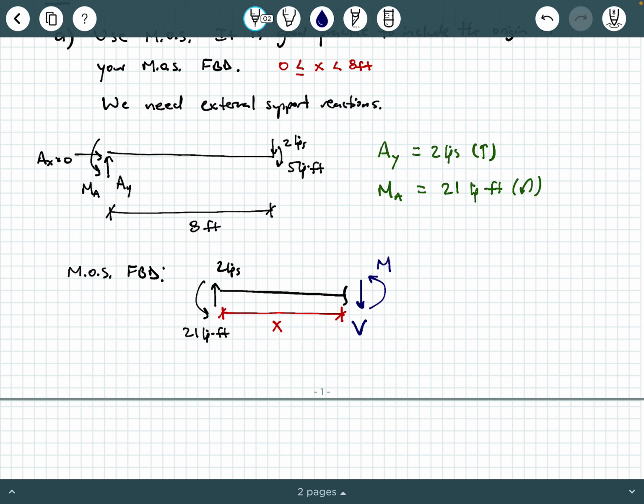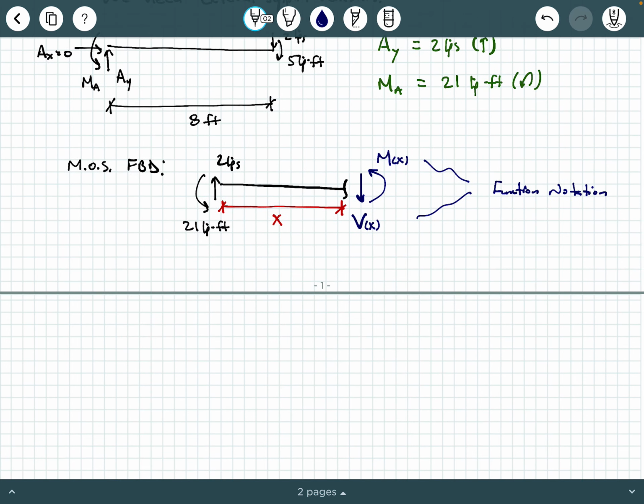And remember, these are functions, so this is going to be a function of x. V is a function of x, and M is a function of x. Make sure we know this is function notation, just like in math. It's not M times x or V times x, it's function notation. V is a function of x and M is a function of x.